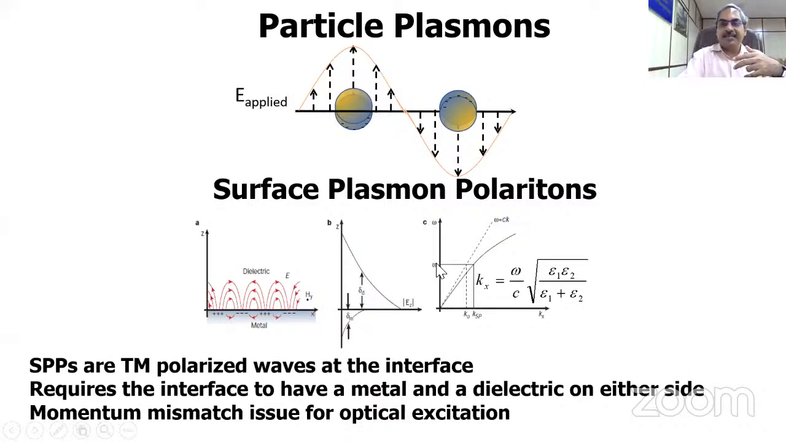For a given energy conservation, if you're shining a light, the photon energy should match with the energy of the electron. And similarly, the photon momentum also has to match with this charge density wave, which we call the surface plasmons, the momentum of the surface plasmons, right?